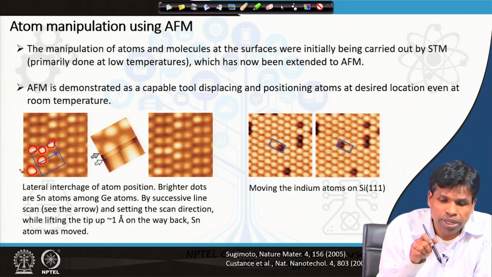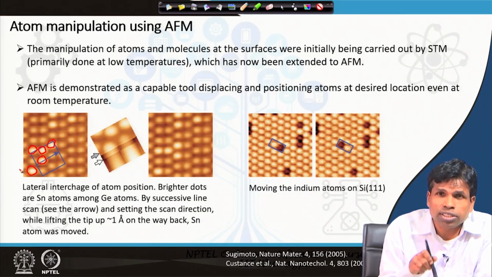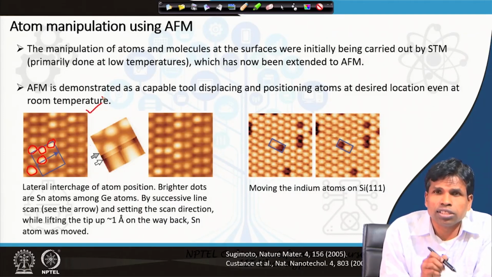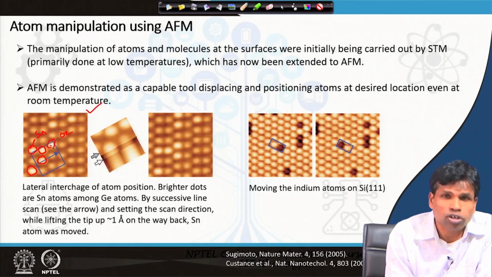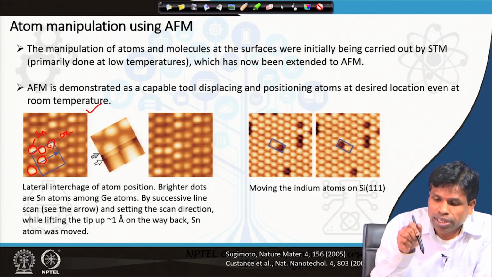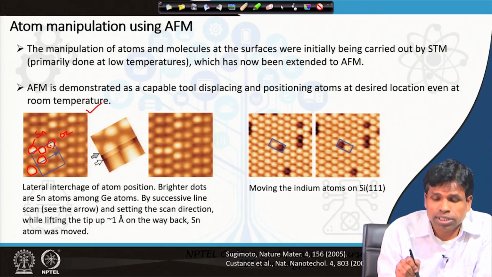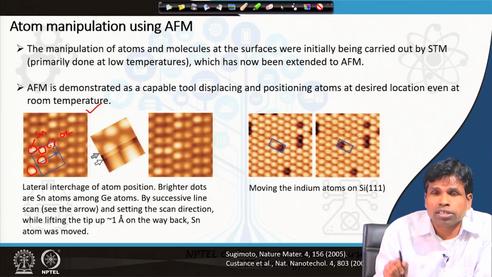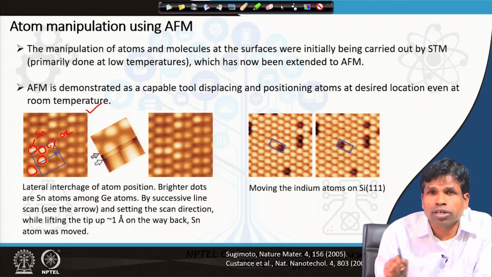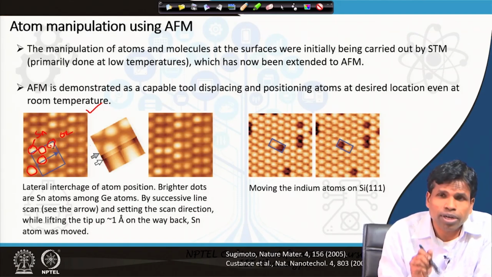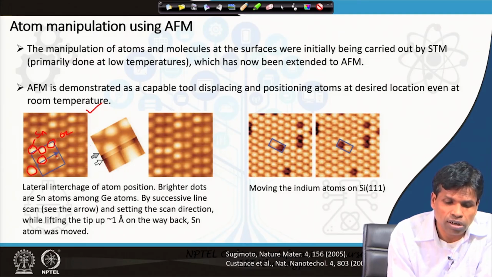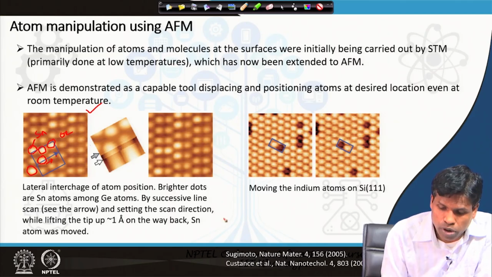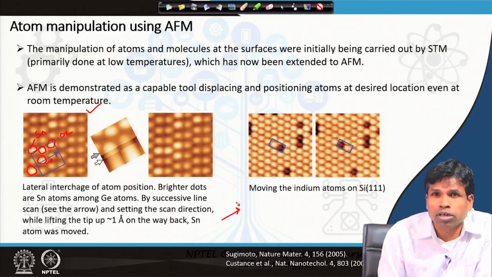Now, bringing the tip closer to the surface of this material, these are germanium and these are tin. Brighter dots are tin. One can move the tip very close to the surface and then drive it in a particular direction, wherever we want movements of the atoms to occur. For example, as per the arrow, we want these brighter tin atoms to move from this place to here to here. Then the tip has to move in this direction and keep on moving consistently.